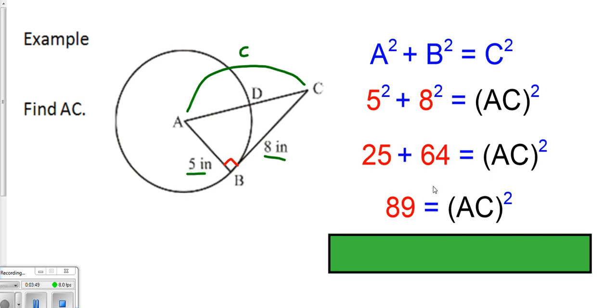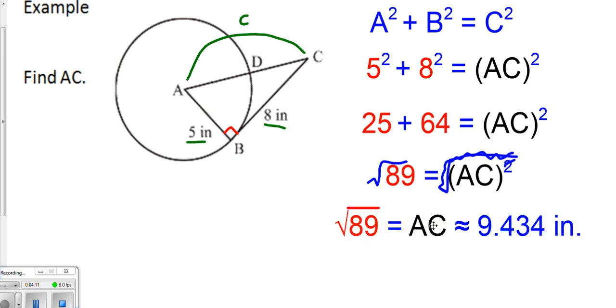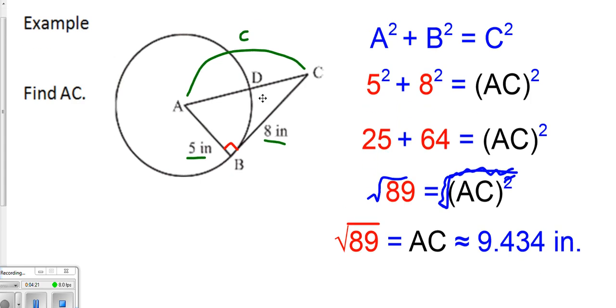25 plus 64 is going to be 89. That, again, still equals AC squared. How do we get rid of a square over here? Well, we have to take the square root on both sides, and when we do that, this cancels out with this square root, so it just leaves AC, which means then AC is the same as the square root of 89, and that's approximately then 9.434 inches. So that would be the length AC, this piece right here.